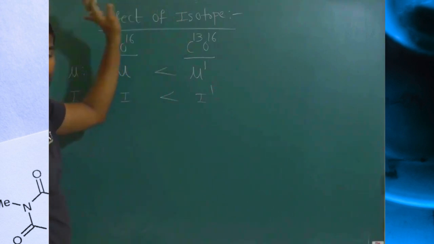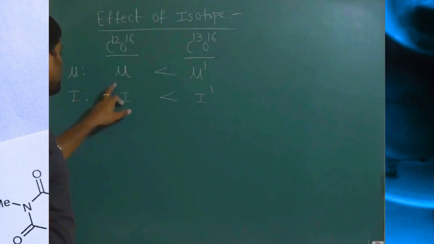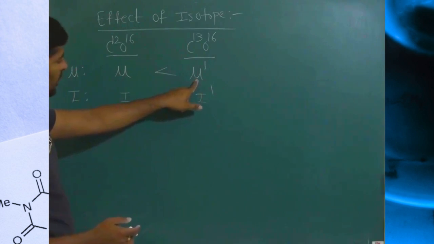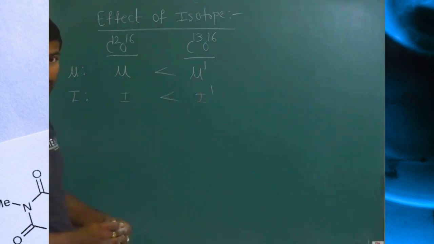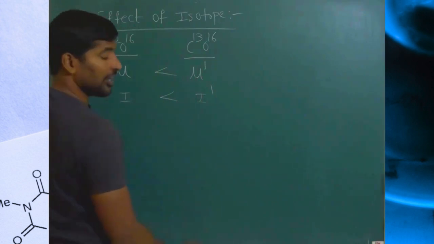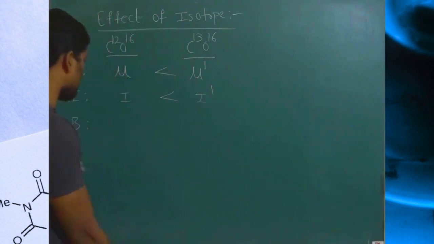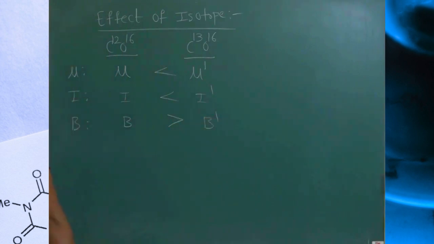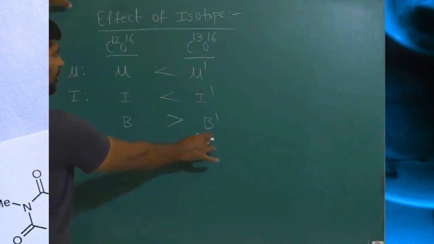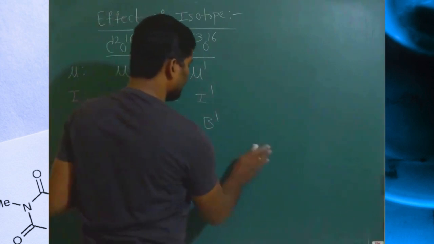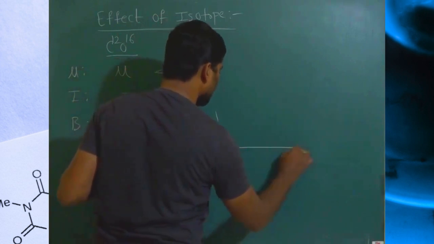How isotope affects rotational spectra, that we are discussing. For that, first the reduced mass for both of these molecules: reduced mass is high for C13O16. Moment of inertia is also high as I is proportional to mu. Now what about B? B is equal to h by 8 pi square I c. We have B is inversely proportional to I. That means the B value is greater compared to B dash. So the B value for C12O16 is more compared to C13O16. Now let us see the various possible energy levels.